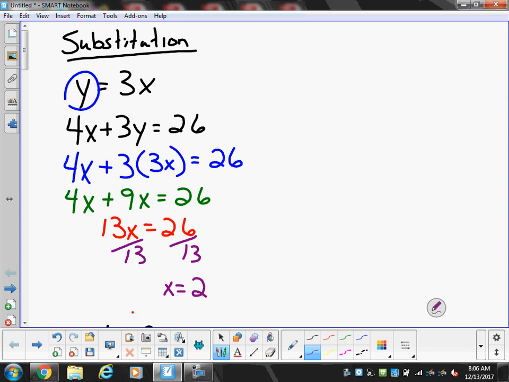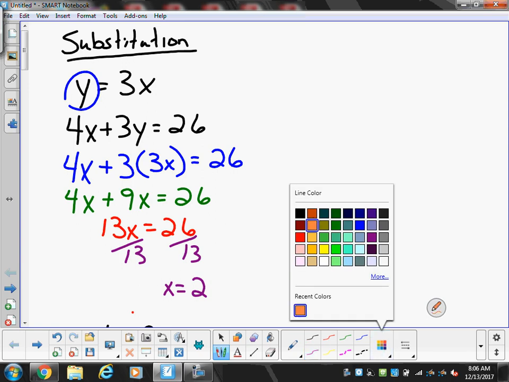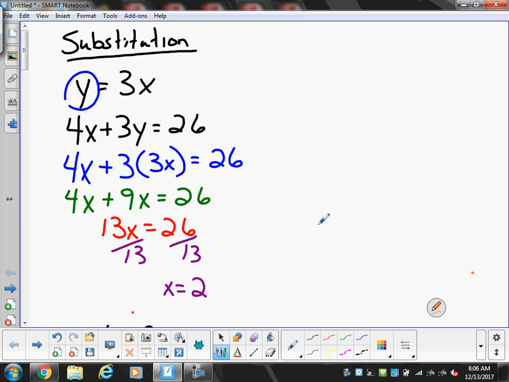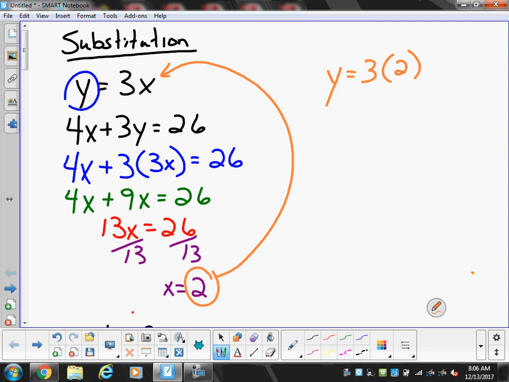Okay. A lot of us stopped at this point when we were working on our homework. And so the problem is you only have half of the answer. So what we need to do now is we take the value we just found for x, and we go back to the original equation and we plug it in to solve for y. So we're going to rewrite that first equation, y equals 3, but where x is, we're going to put times 2 because that's what x is. X is equal to 2, so we're replacing the x with the 2. And so we multiply 3 times 2 and we get 6. So the answer is you have x is equal to 2 and y is equal to 6.